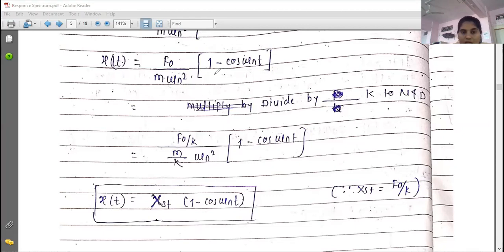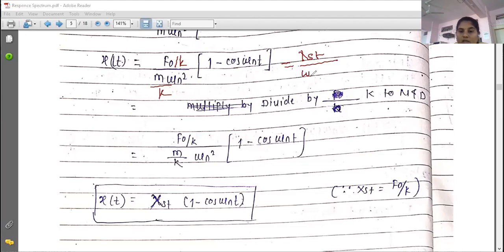So now, up to this you have understood. This one is nothing but cos 0 is 1 minus cos of omega n into t minus tau. If tau is put to limit 0, then that becomes cos of omega n t. Now we have to convert this in terms of x static. So how to convert? We divide by k, and if we multiply by k on the numerator and denominator, it will be the same. We already know that f naught by k is x static. So it is called x static.